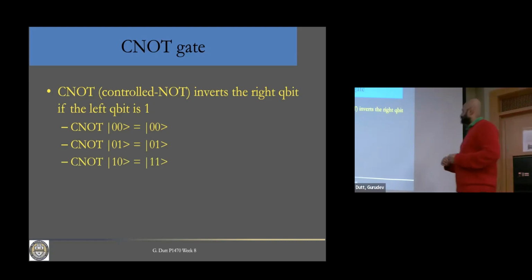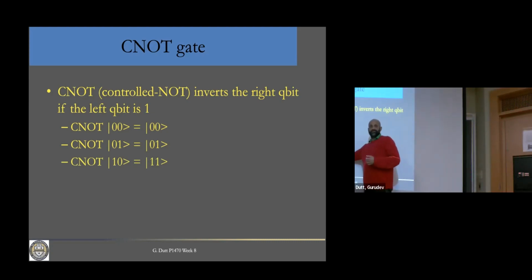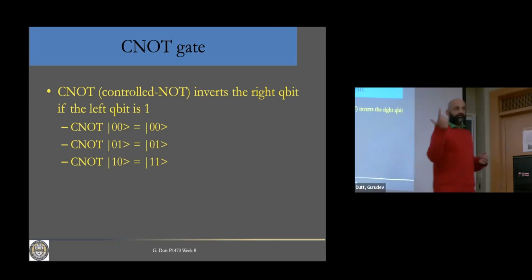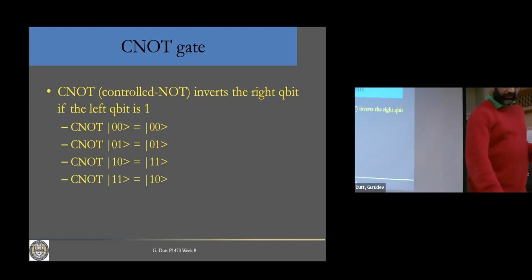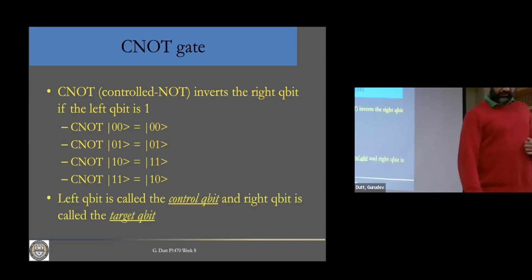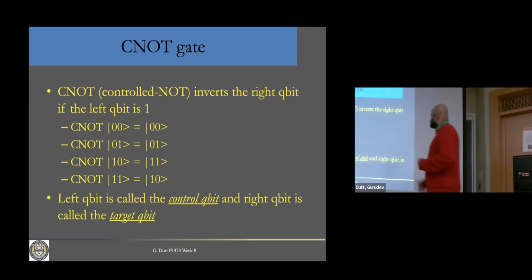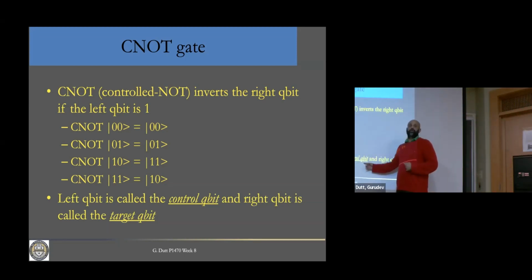But if the left qubit is 1 and the right qubit is 0, I get a 1, 1. I've inverted the 0 on the right qubit. And same thing, if I have a 1, 1, I must invert the 1 to get a 0. Okay, so that is the CNOT gate. And the left qubit, as you can understand, is called the control qubit, because it controls what happens to the other qubit.